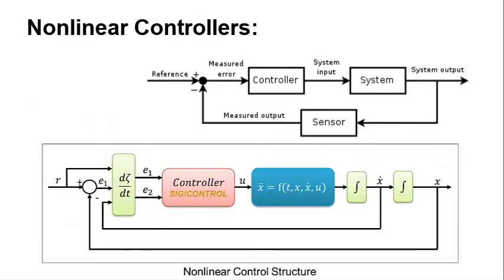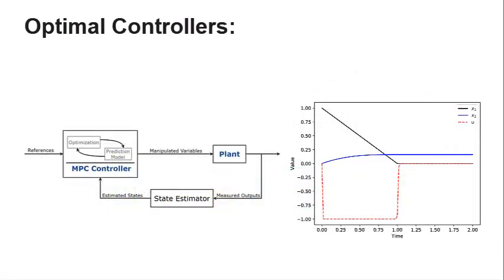Nonlinear controllers. In some cases, nonlinear controllers, such as fuzzy logic controllers or adaptive controllers, are used to control systems with complex and nonlinear dynamics. Optimal controllers. Optimal control techniques, such as the linear quadratic regulator (LQR) or model predictive control (MPC), are used to optimize a control system's performance based on a cost function.